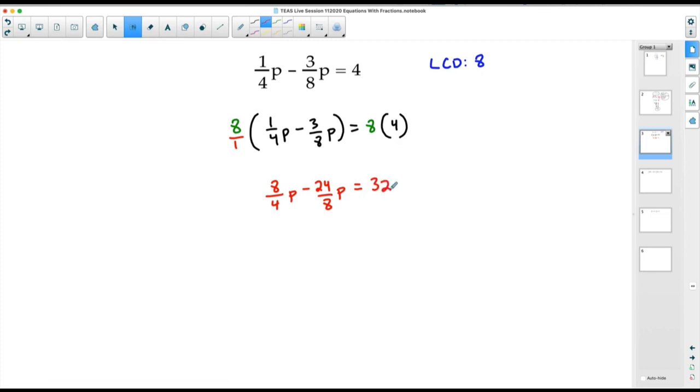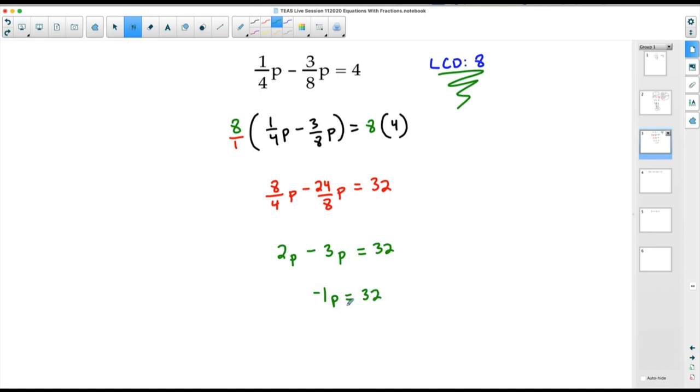Now you may say this still looks messy, but the whole point of us multiplying by a common denominator is that we get whole numbers now. We get nice, pretty numbers. 8 divided by 4, we get 2p. Minus 24 divided by 8, we get 3p, and this is equal to 32. Let's combine like terms now. Had you combined like terms up here, totally fine, but now, in my opinion, it's a lot easier to combine like terms here. So 2p minus 3p, we get negative 1p, and this is equal to 32.